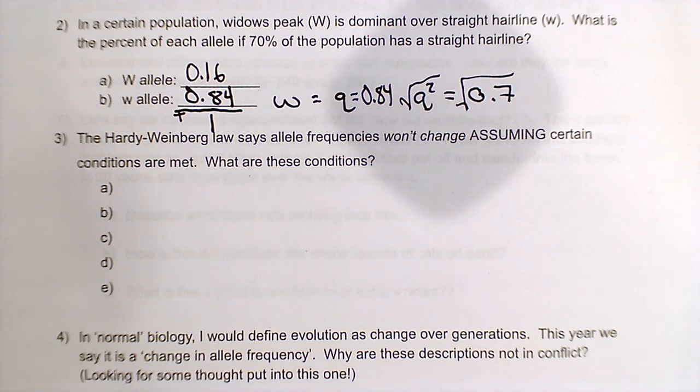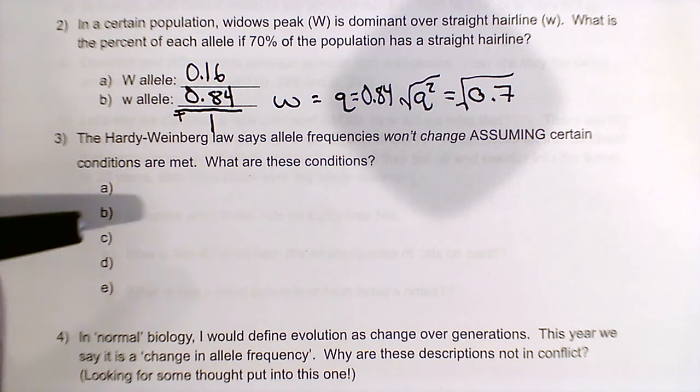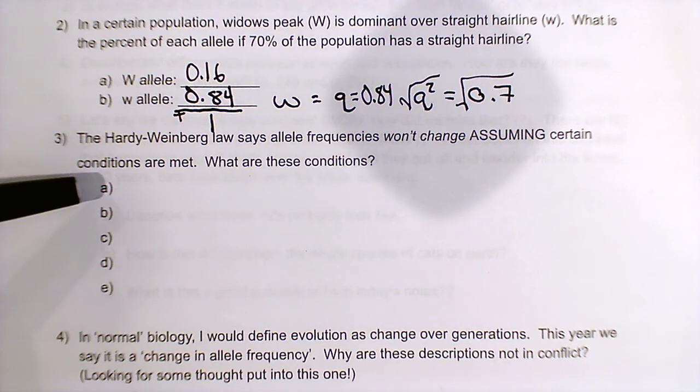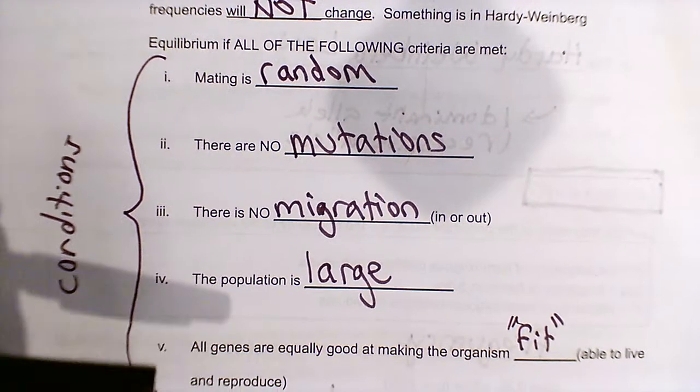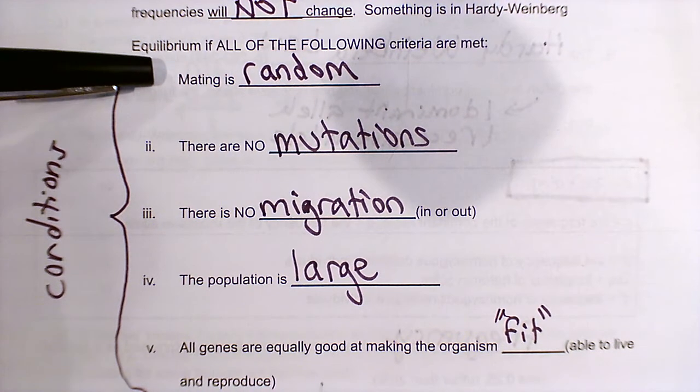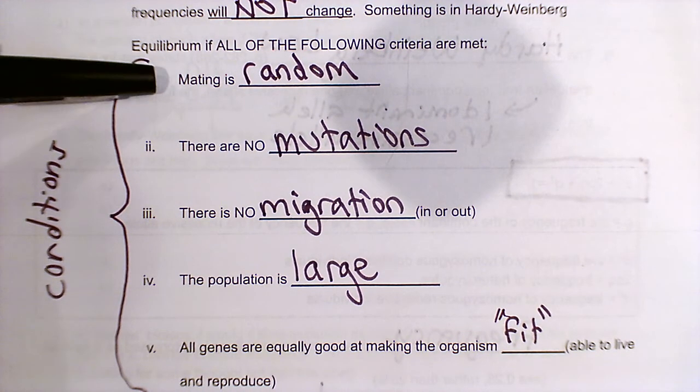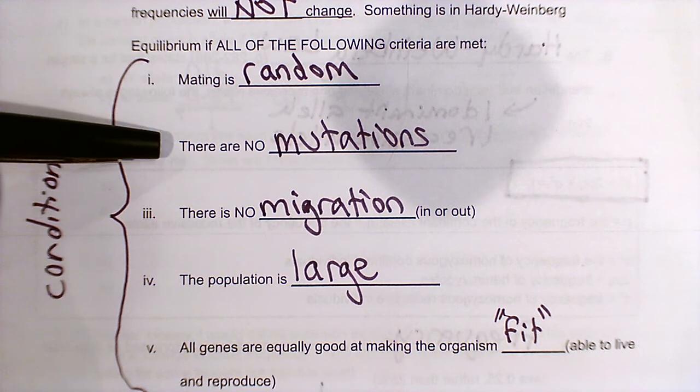All right, so the Hardy-Weinberg law says allele frequencies won't change assuming certain conditions are met. What are these conditions? These are any conditions that would make change in a population less likely. I'm actually just going to flash the notes up from before. Here's our list. Mating is random. It's not like one male is mating with all the females. It's just random. There are no mutations.